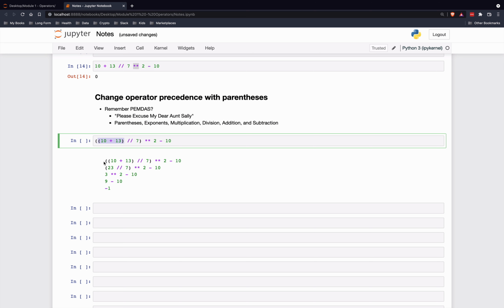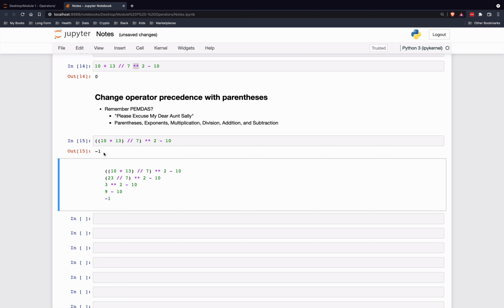And then there are still parentheses. So it's still not going to do exponentiation, even though that has the highest precedence. The parentheses tell Python to look inside here and do floor division. So 23 floor division 7 is 3. And now we just follow operator precedence, and exponentiation comes first. So we have 3 squared, and that is 9. And then 9 minus 10 is -1. And we can just run the cell to verify that below.